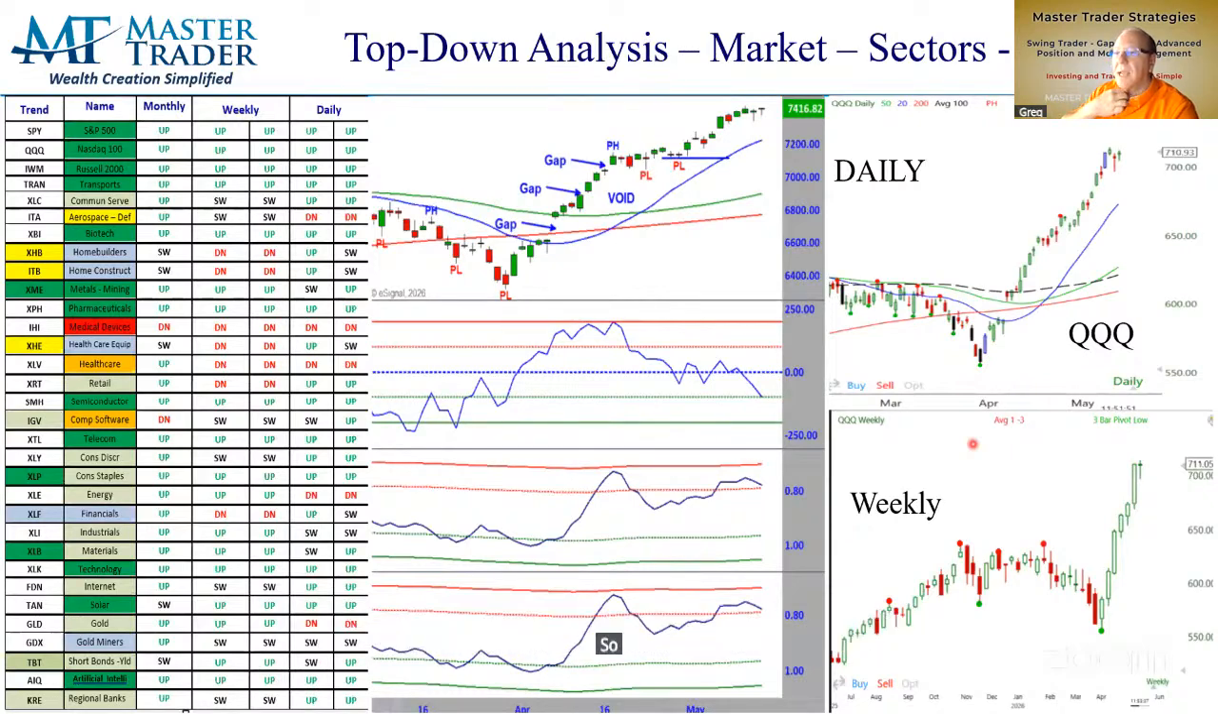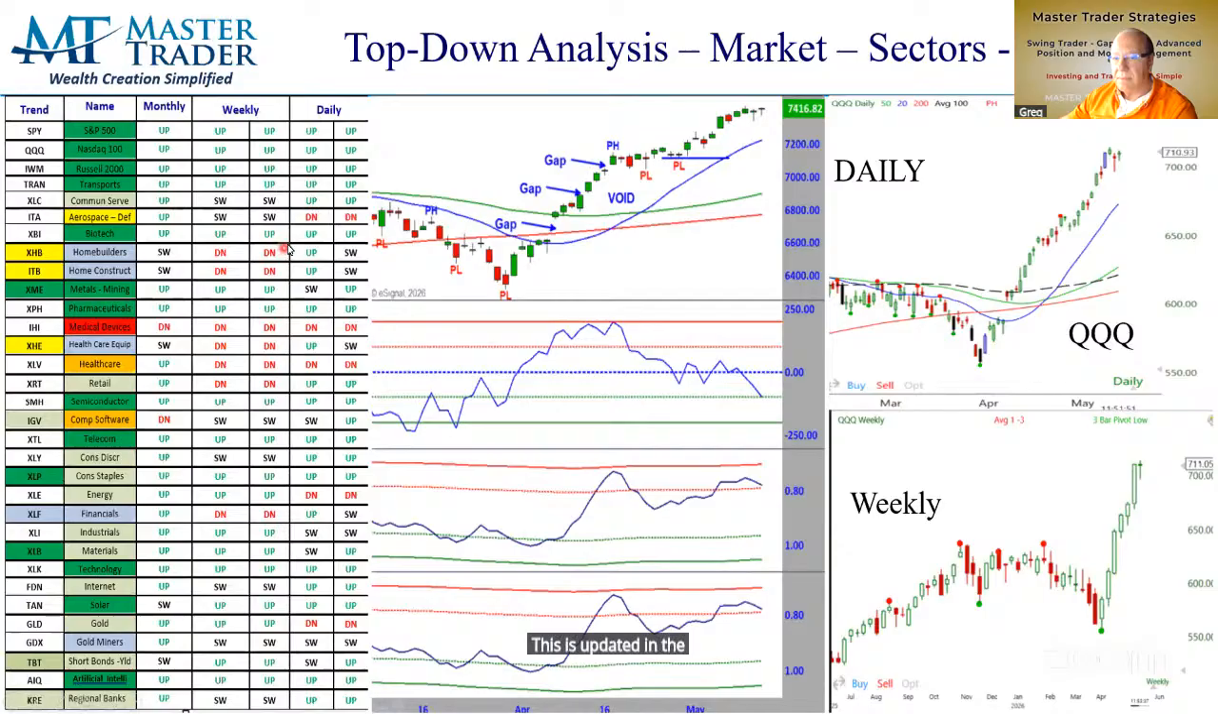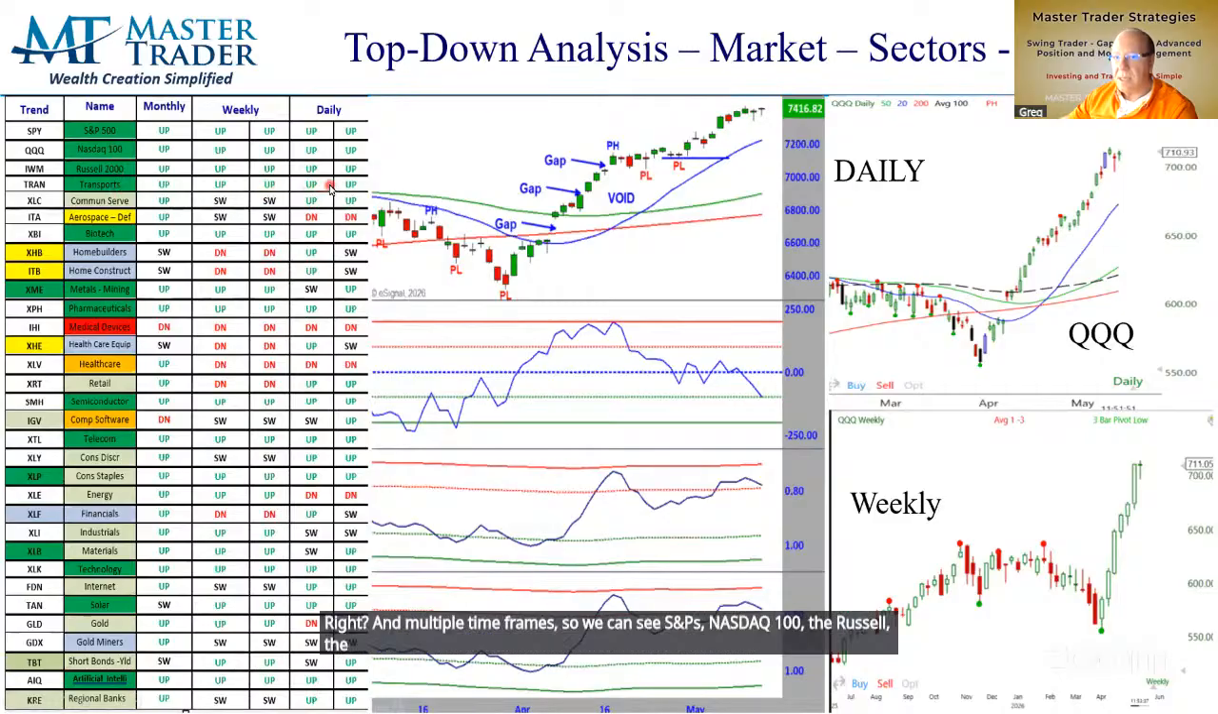So let's take a look at where things were and where they are right now. This chart that you're looking at is what it was two weeks ago that we reviewed in MT Live. This is where the markets were, and where the different sectors were as far as trends. This is updated in the ETF letter each weekend. And we monitor this to see how many trends are in alignment with each other, right? And multiple time frames. We can see S&Ps, NASDAQ 100, the Russell, the transports, all in uptrends together. That was two weeks ago.